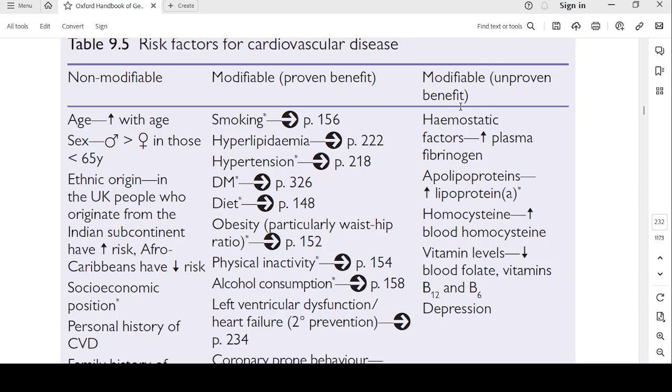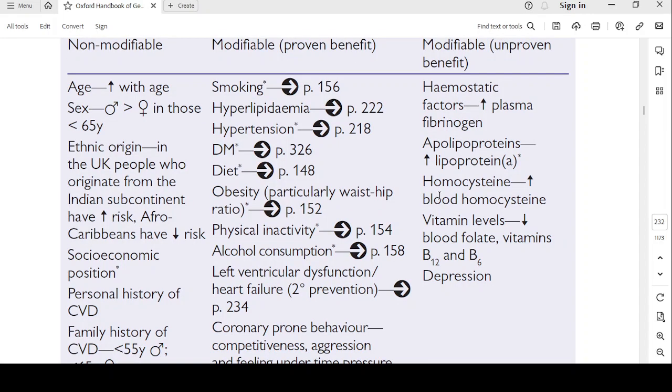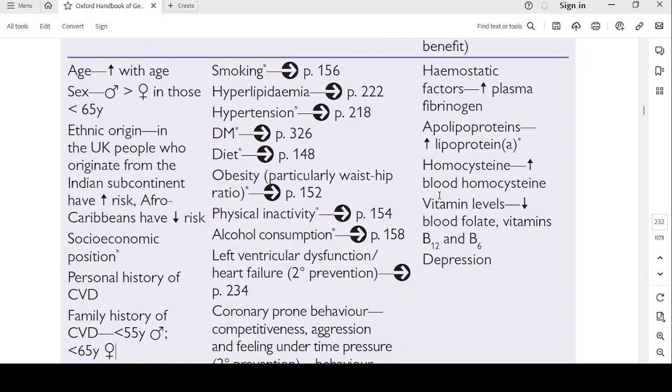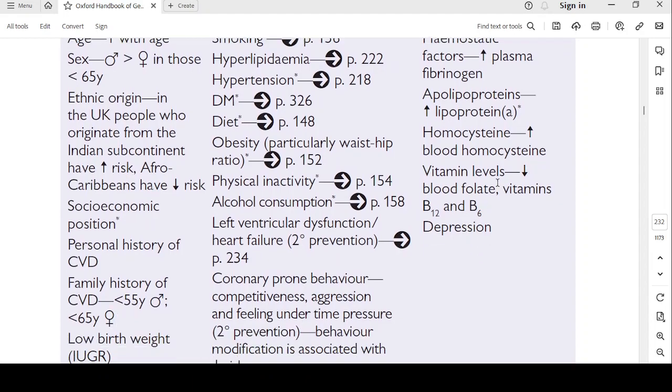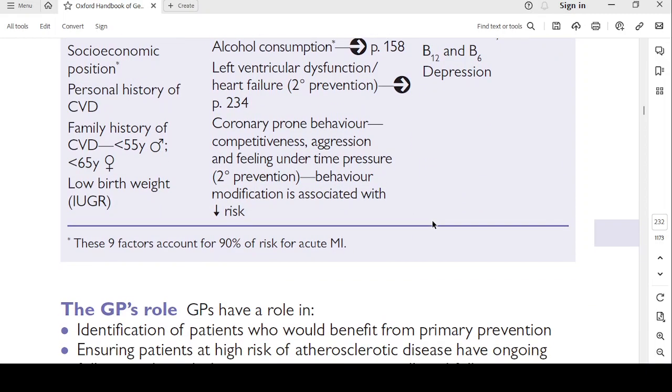Modifiable with unproven benefit. So still the benefit is not proven, like hemostatic factors such as increased plasma fibrinogen, apolipoproteins like increased lipoprotein A, increased homocysteine levels, vitamin levels, decreased blood folate, vitamins B12 and B6, and depression. So these are modifiable factors that cause heart disease, but there's no proven benefit to treating them.